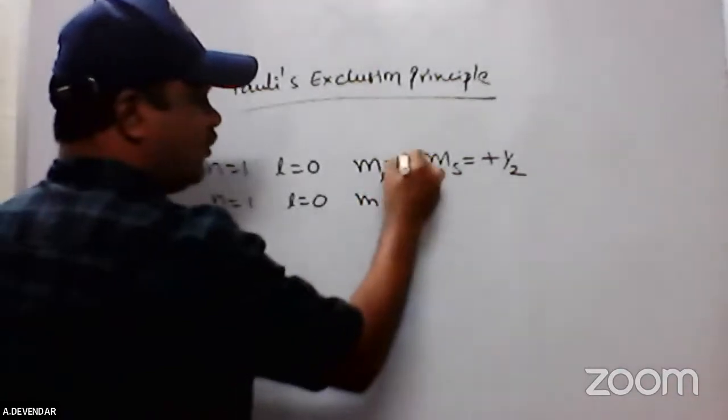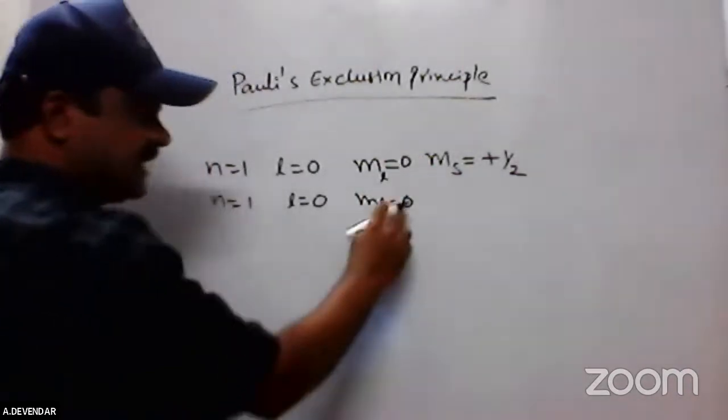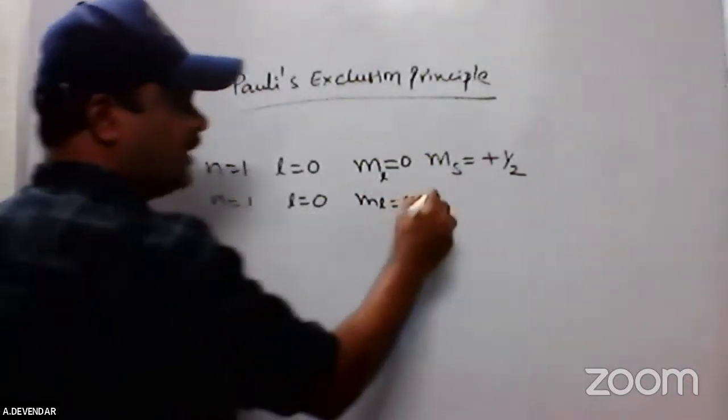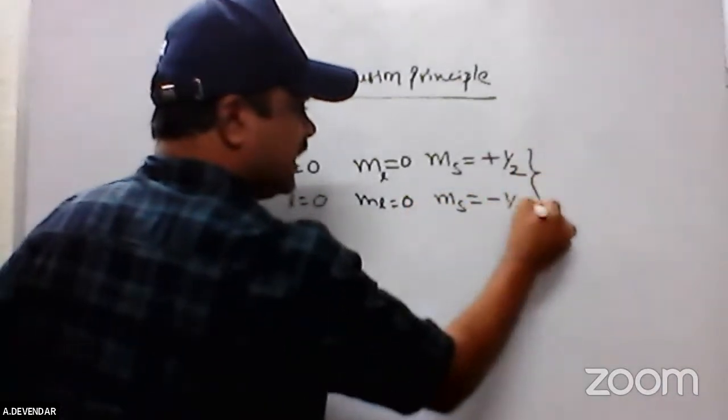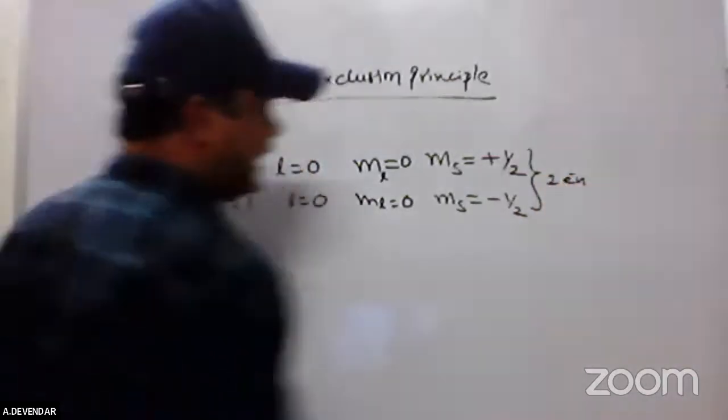The ml value is also 0. That means it is an s orbital. Why? Because it is only one room. But one more electron will be rotating in the anti-clockwise direction. These are the 2 electrons which are present in that orbital.